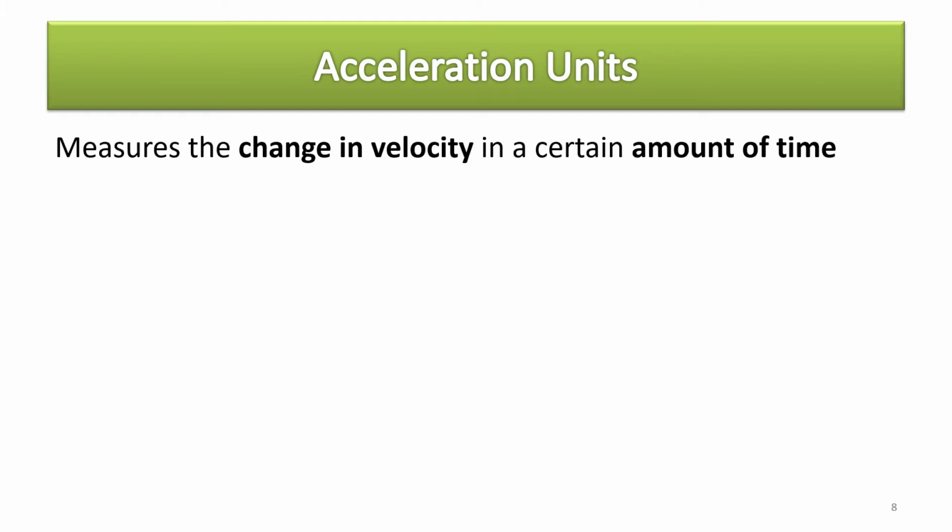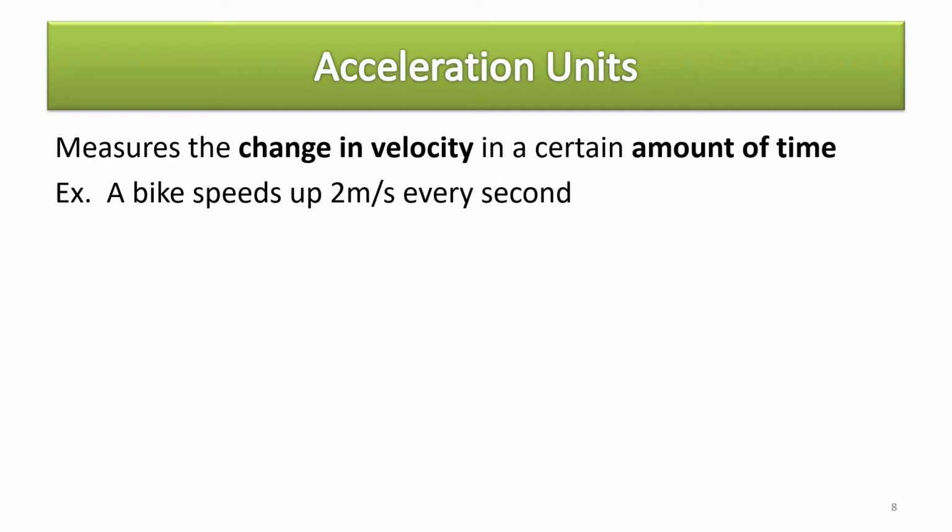So let's talk about the units. I brushed right over that. Meters per second squared, what the heck is that? So it measures the change in velocity in a certain amount of time. So let's look at an example. A bike is speeding up, and it speeds up by 2 meters per second every second.